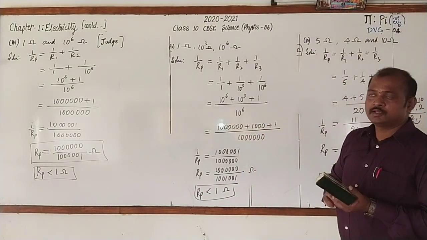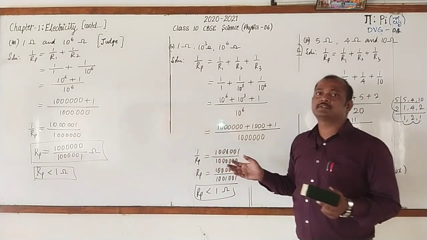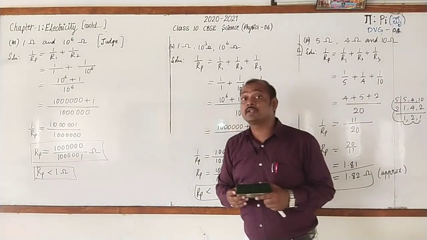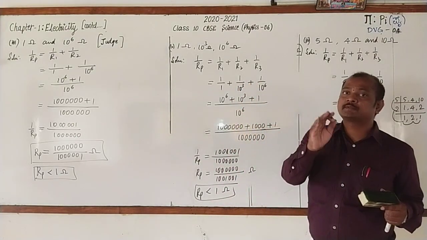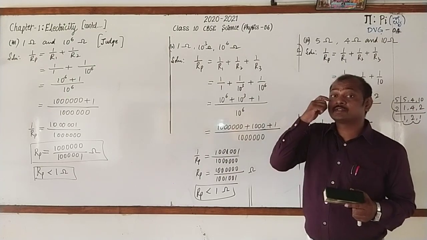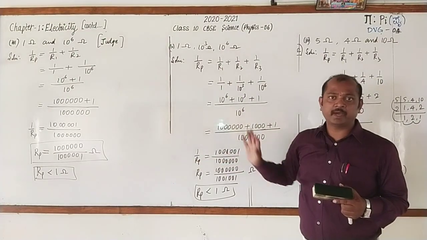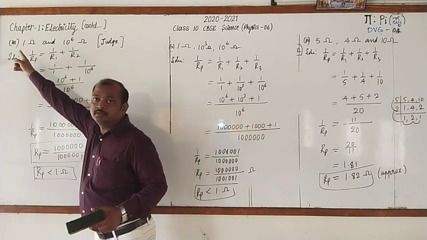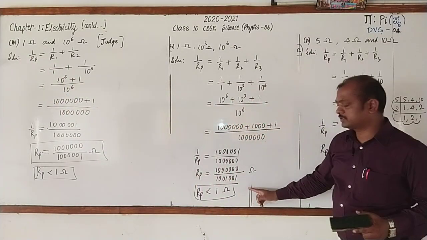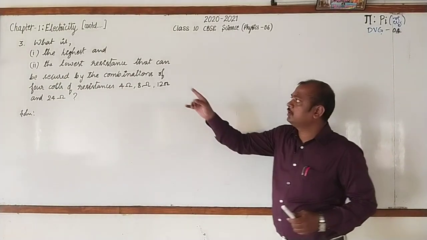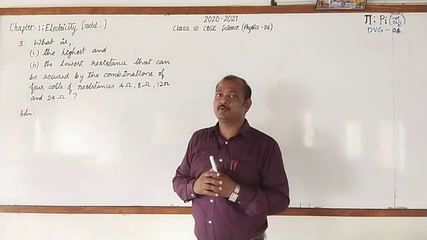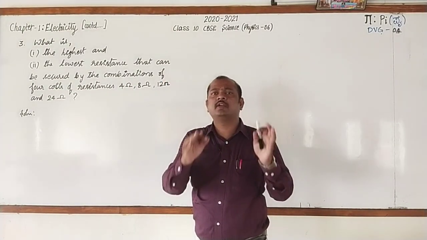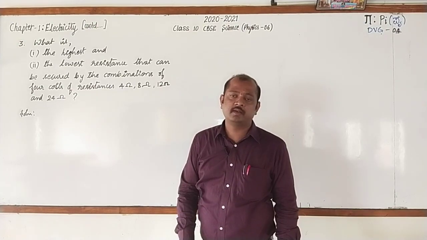Clear? So from these examples we can conclude that the effective resistance will be smaller because the resistors are connected in parallel. Okay, and please do copy from there to here. Let's copy this. Observe the third type question. This is very interesting and also very simple.